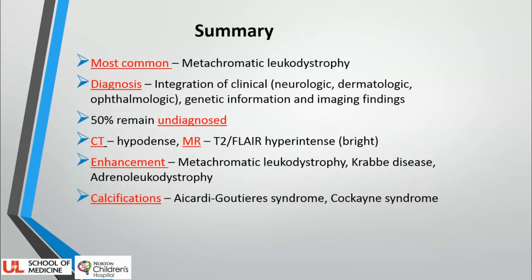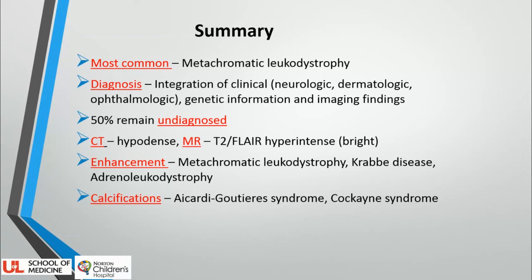So to summarize, metachromatic leukodystrophy is the most common metabolic white matter disorder. Diagnosis in these conditions is based on integration of clinical and genetic information together with imaging findings. Despite extensive investigation, 50% of these disorders remain undiagnosed. On imaging, typical findings are decreased density in the white matter on CT and bright signal in the white matter on T2 and FLASH sequences on MR.